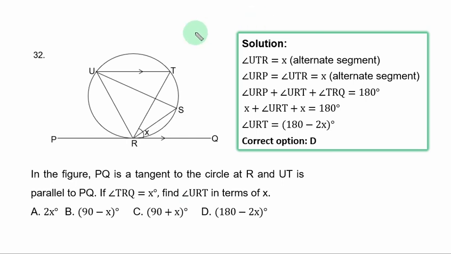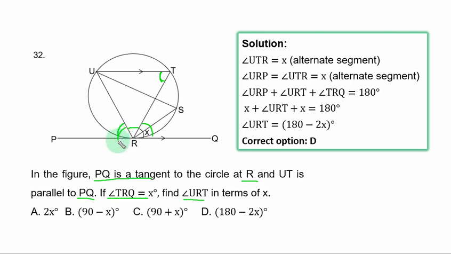Question 32. In the diagram, PQ is a tangent to the circle at R and UT is parallel to PQ. If angle TRQ is equal to S degrees, find angle URT, that is this angle, in terms of S. Solution. From the given information, this angle UTR is equal to this angle, angles in alternate segment. In the same vein, this angle here is equal to this angle, the same angles in the same segment.